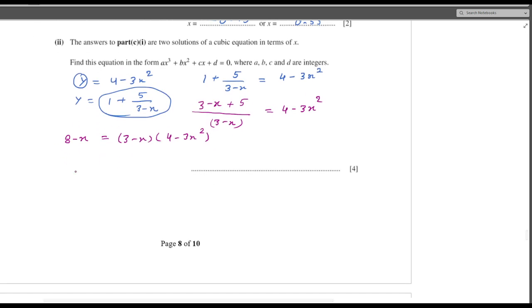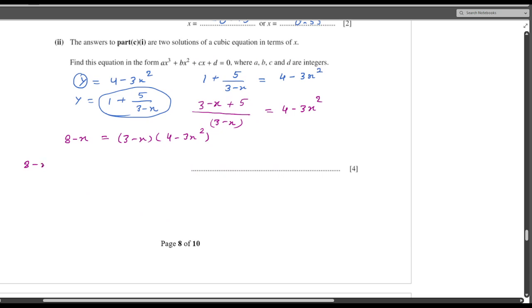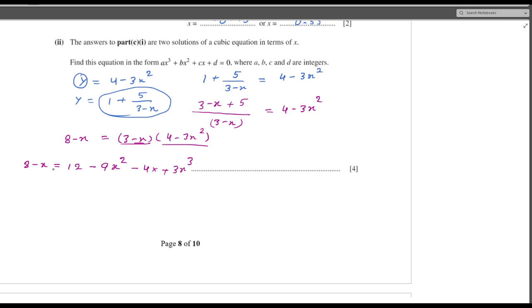So 8 minus x will be, now 3 multiplied by 4 is 12, then minus 3 threes are 9x squared, then minus x multiplied by 4 is minus 4x, and minus x multiplied by minus 3x squared is plus 3x cubed. I don't think these are something new, it is just multiplication. So let us rewrite everything.